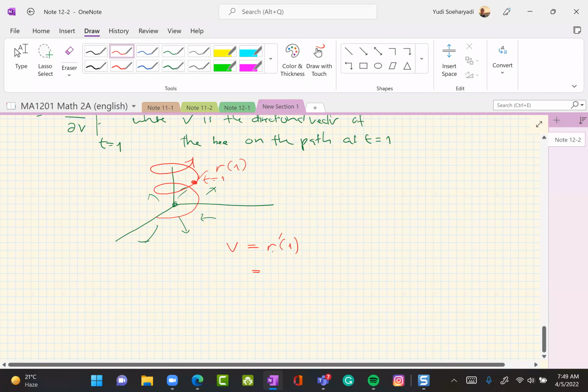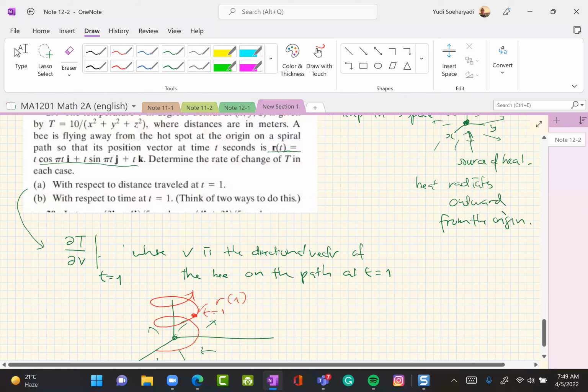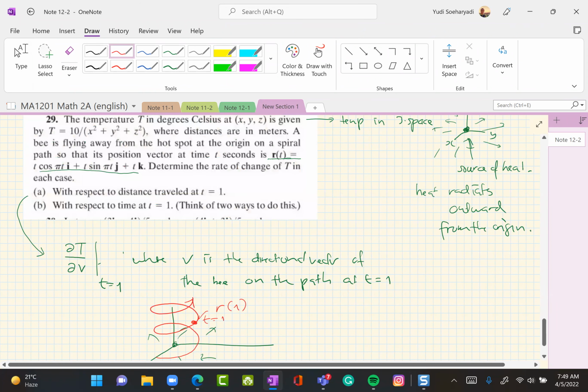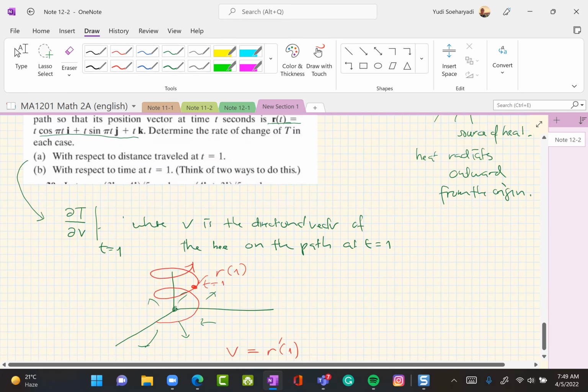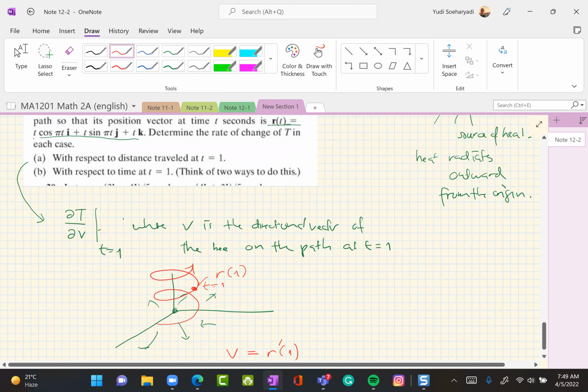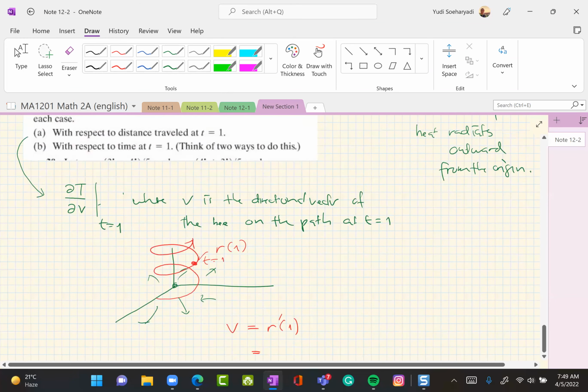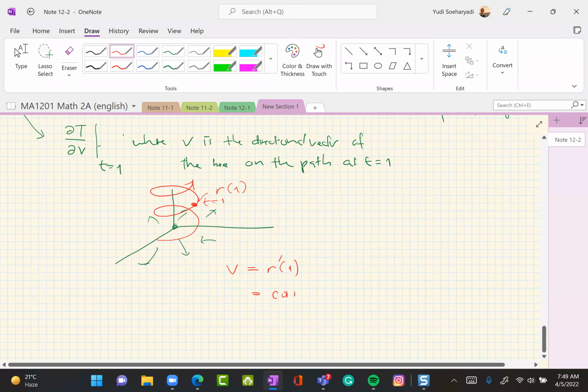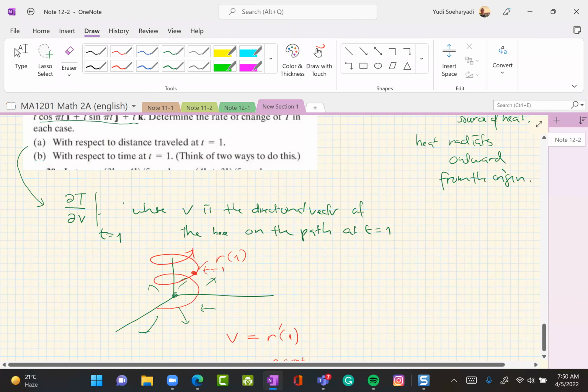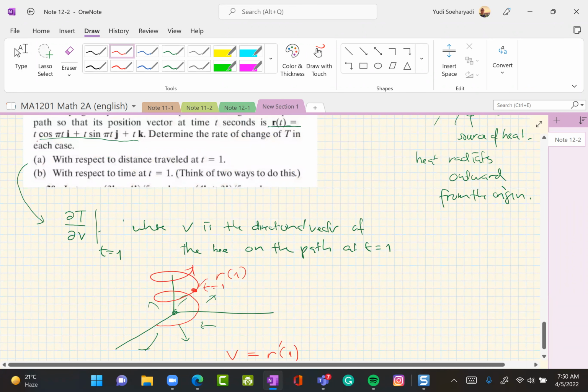Well, this is the r, because r is, let's see, cosine, sine, and t. So take the derivative with respect to t. Oh, there is a t here. Okay. So t cosine of pi t. T cosine of pi t, so the derivative would be one cosine pi t minus pi t sine pi t.